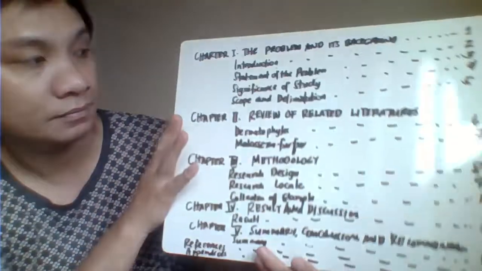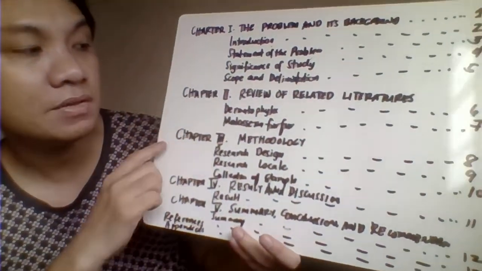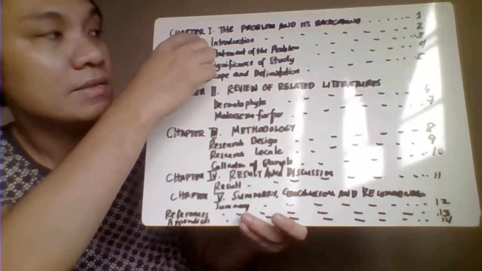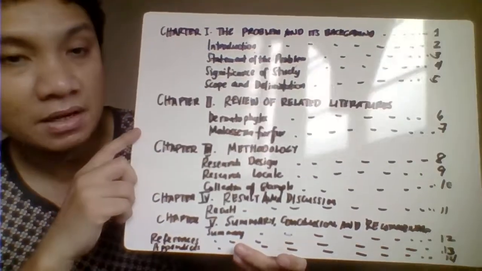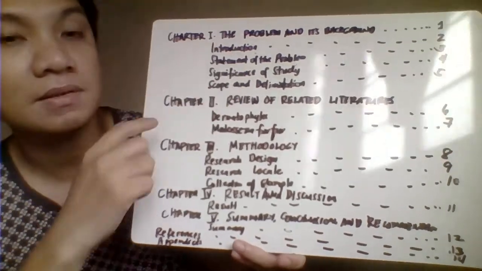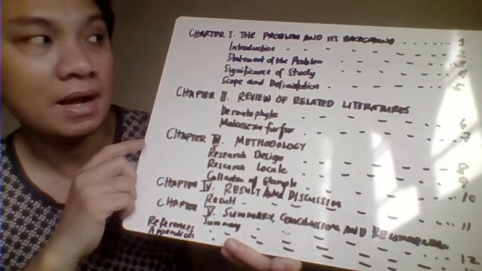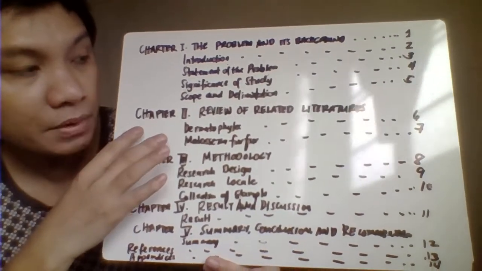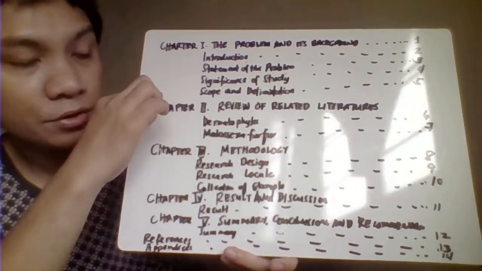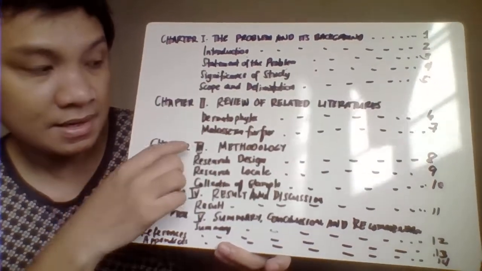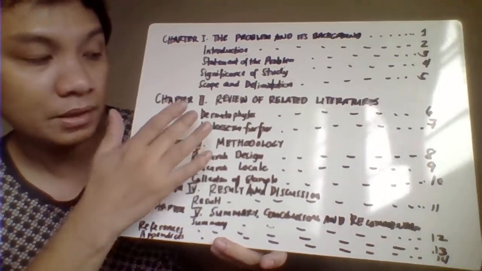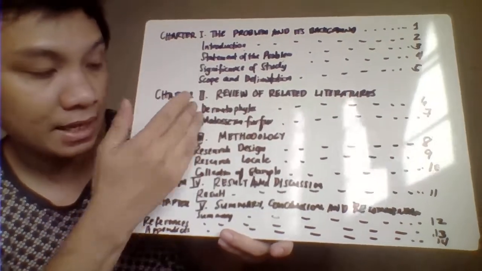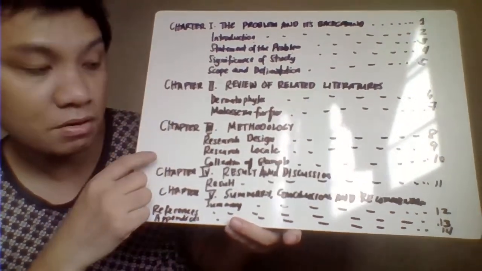Okay, next one, we have here chapter 2, review of related literature. Notice here that for chapter 1, the main title is all capital letters, but the subtitles are written as capital and small letters. Chapter 2, review of related literature, should be written again here in all caps. And the subtitles, depending on your topics, should be written as capital and small letters. They should be indented.